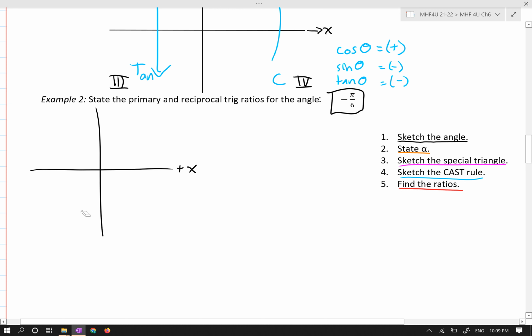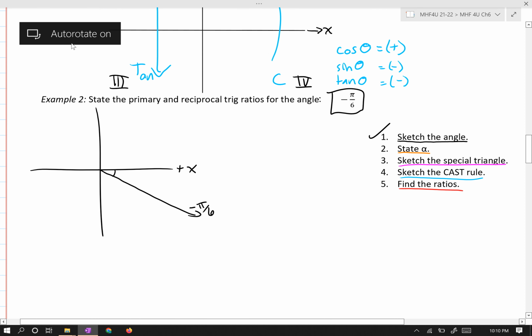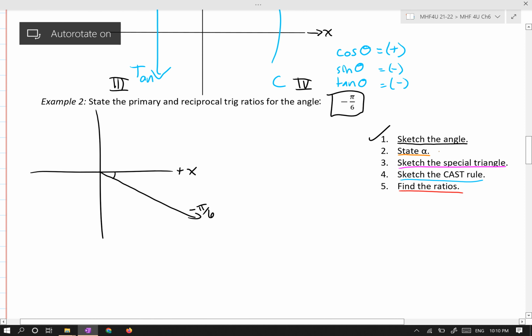Now, it's negative pi over 6. Pi over 6 should fall right here. Remember, if you're struggling with pi over 6, you can refer back to our lesson in 6.1 if you're not sure how we know it falls into this quadrant. Good, so we've sketched our angle. Good job, us. The next step is to state our angle alpha. Remember, our angle alpha, that is our related acute angle.